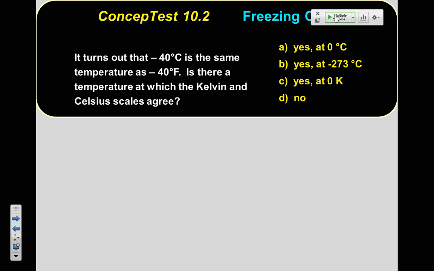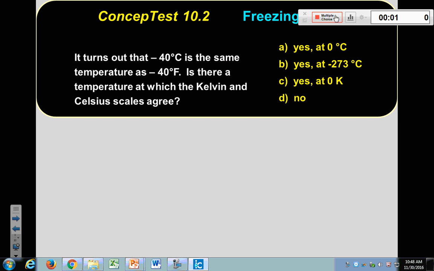It turns out that minus 40 Celsius is the same temperature as minus 40 degrees Fahrenheit. Is there a temperature at which the Kelvin and Celsius scales agree? And if so, which is it? All right, we'll stop at, say 40 seconds.